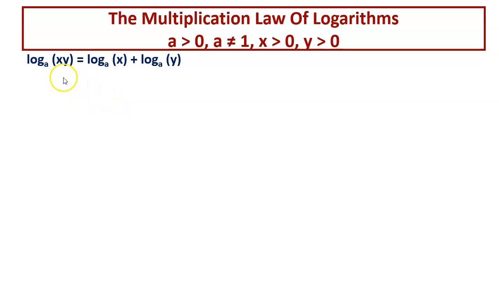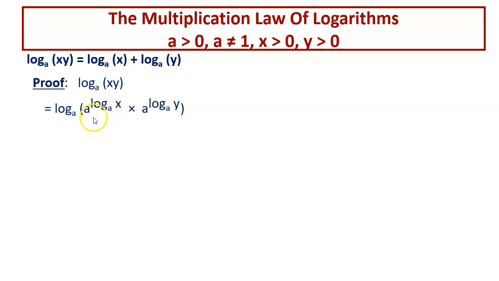Now let us come to the proving of this rule. So we start from the left hand side, log of x times y to the base a. This can be written as log to the base a of xy. This is the third or fourth property, I really do not remember exactly, that we have learnt in our last session.